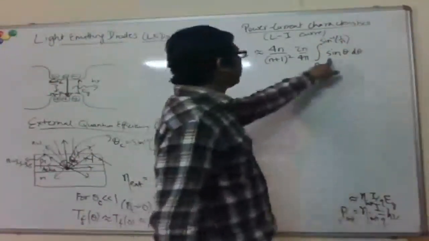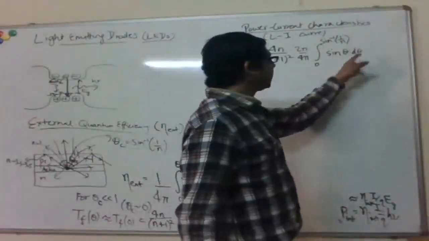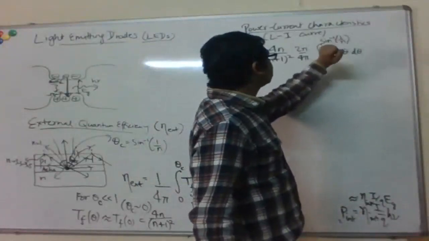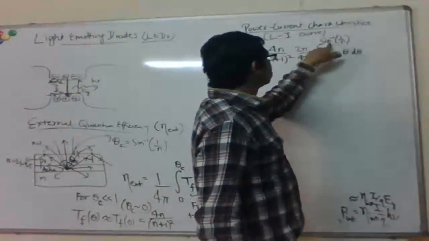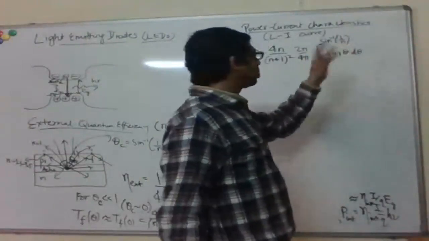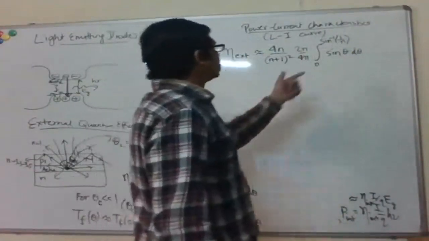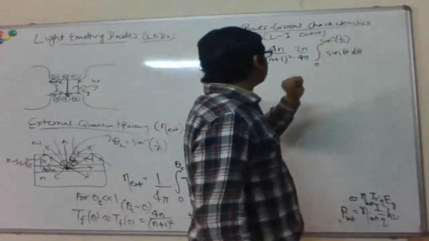Okay, so you have an integral of sine theta here, so you get cos theta, right? And the limit here is sine inverse of 1 by n. So you can convert this: if sine is 1 by n, you know cos is square root of 1 minus 1 over n squared, right? So you'll get something like that here.